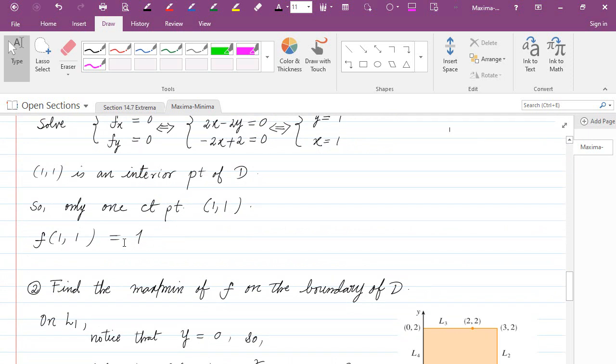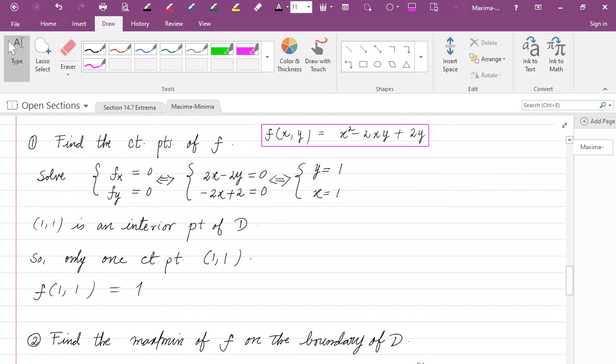And the value of the function at (1, 1), well, here is f of x, y. So what is f of (1, 1)? f of (1, 1) would be 1 squared minus 2 times 1 times 1 plus 2 times 1. And if we calculate that, we get 1. So we have found the value of the function at the only critical point that it has inside of D.